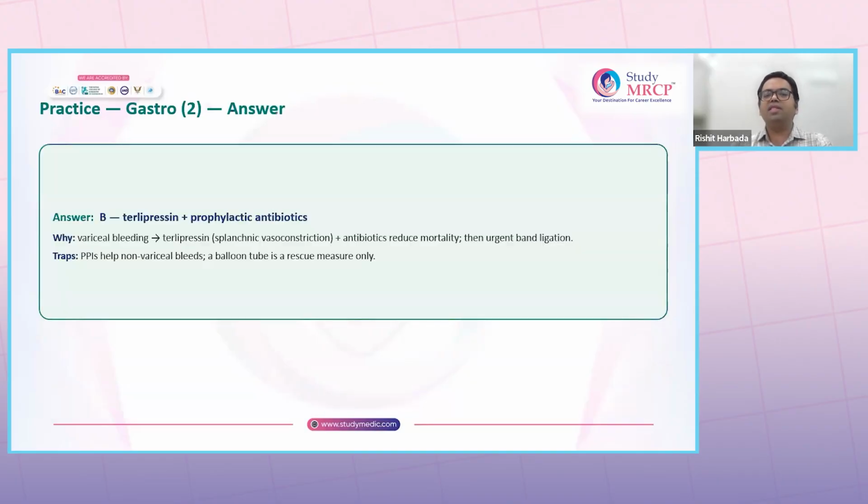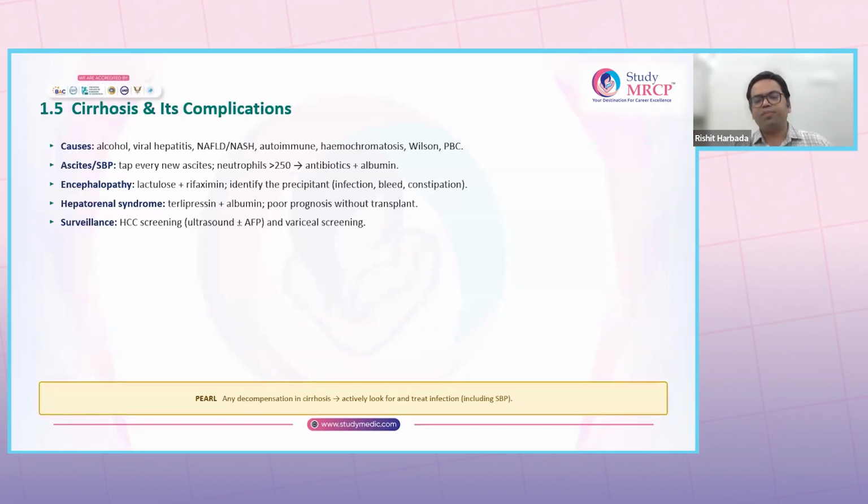Okay, so the correct answer here is B, because terlipressin, midodrine, octreotide will help to cause splanchnic vasoconstriction, and antibiotics here will help to prevent SBP. And PPIs can be given, but they will be helpful in non-variceal bleed. And a balloon tube, if everything fails and the patient is becoming bad, then only you will do a balloon tube as a last measure.